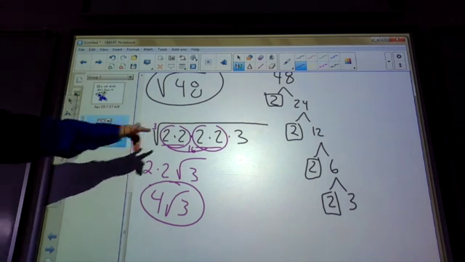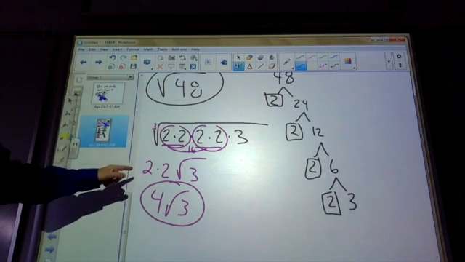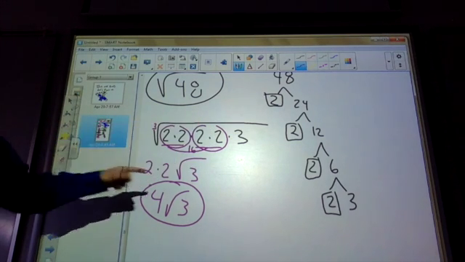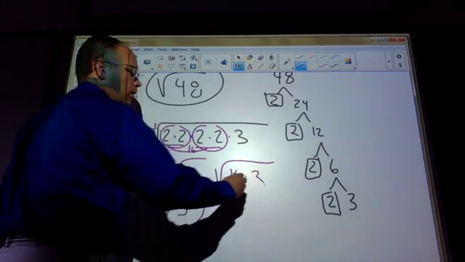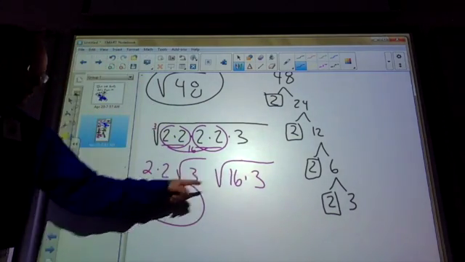Because the pair of 2's is 4. Square root of 4 is 2. That's where that came from. Square root of 4 is 2. That's where that came from. So this could have been this. So the square root of 16 is 4.